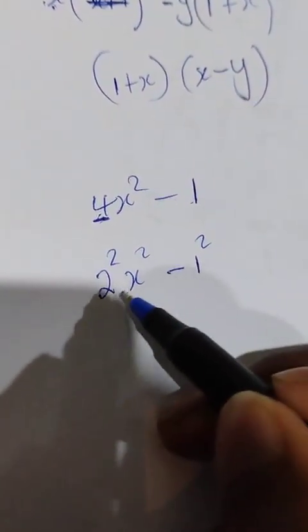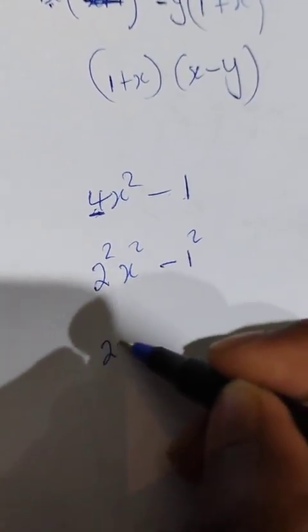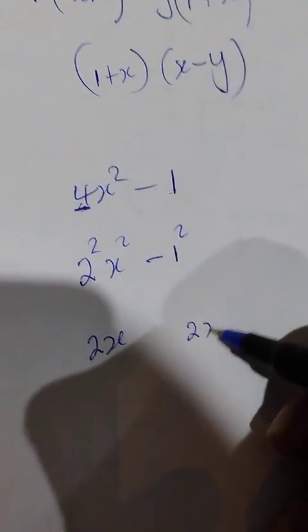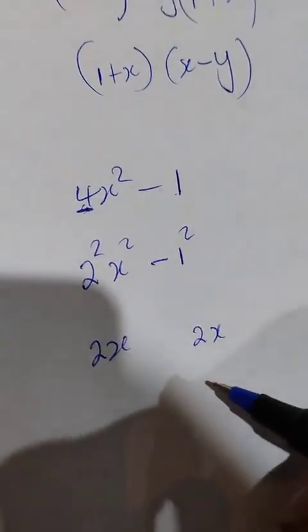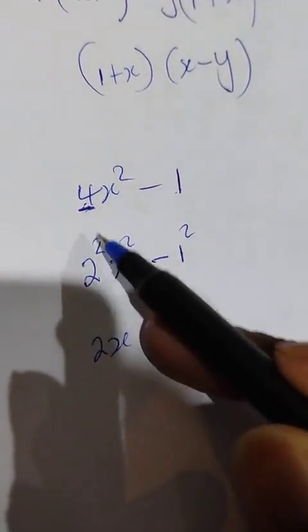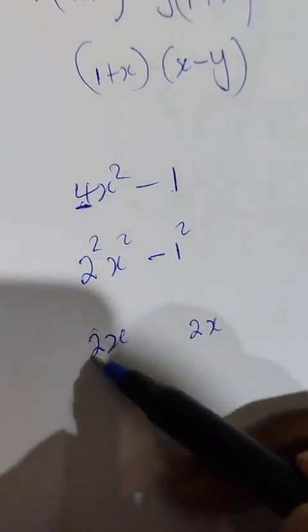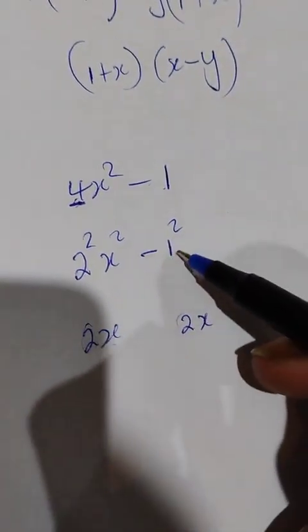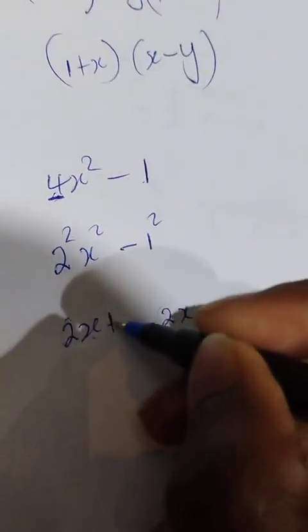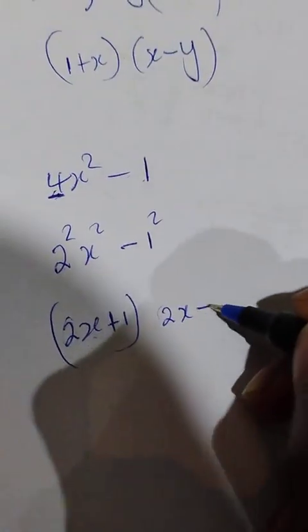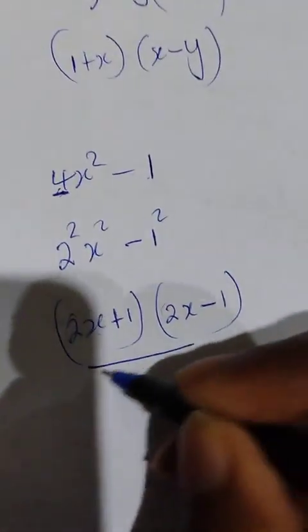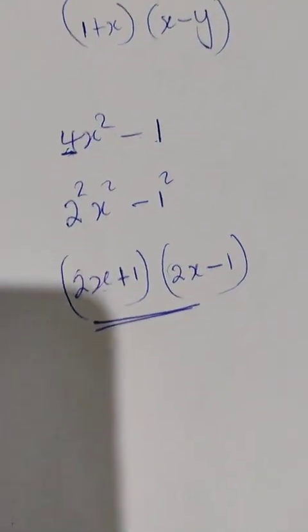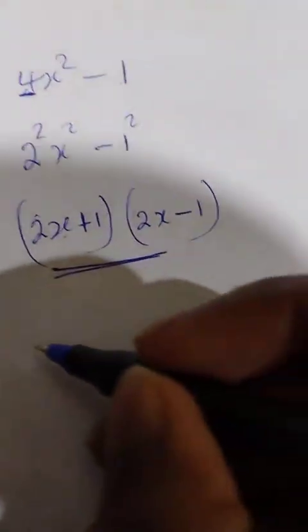So what does it mean here? We have 2x. We also have another 2x. We have 2 of these 2x. 2 squared we have 2 and a 2. x squared we have x and x. Minus 1 squared. The other one is plus 1, and we have minus 1. That's how we factorize this, right?